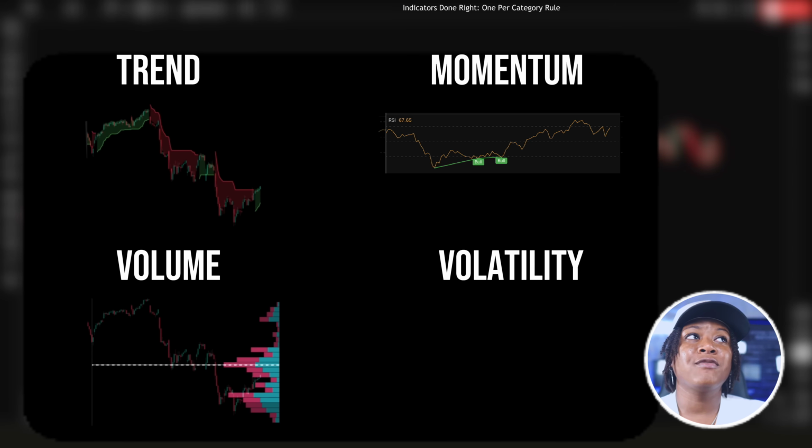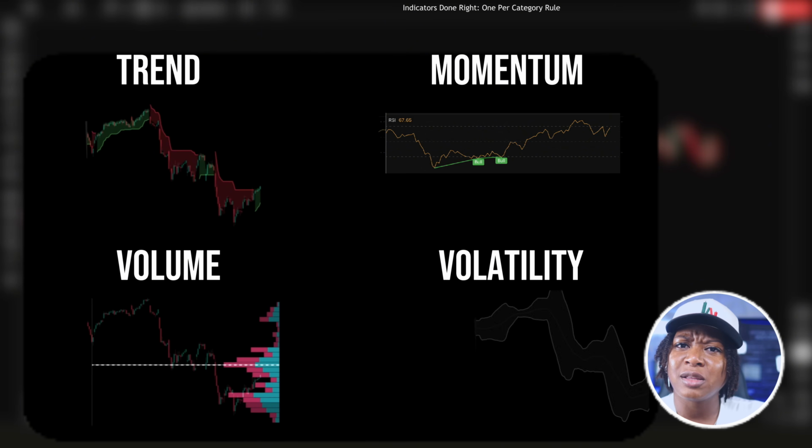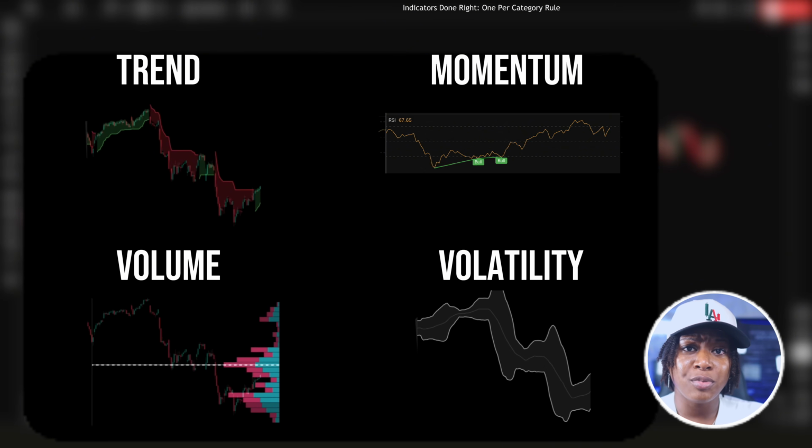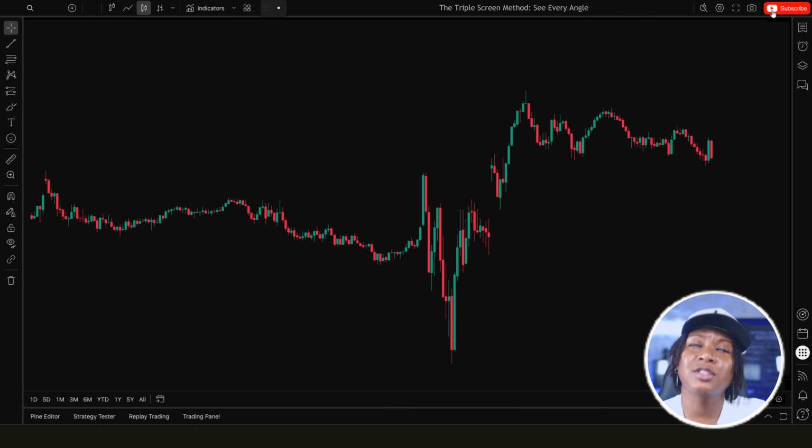And lastly, for volatility, I would say get into the Bollinger Bands. It's very simple, visual, and it's really easy to help you see those breakouts or reversal zones. When you see the Bollinger Bands start to squeeze, that means that a big move is about to happen. Just think about a coil. Boing.